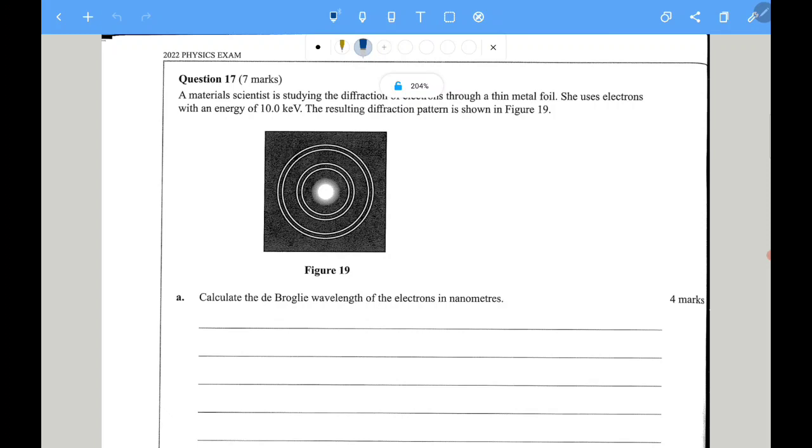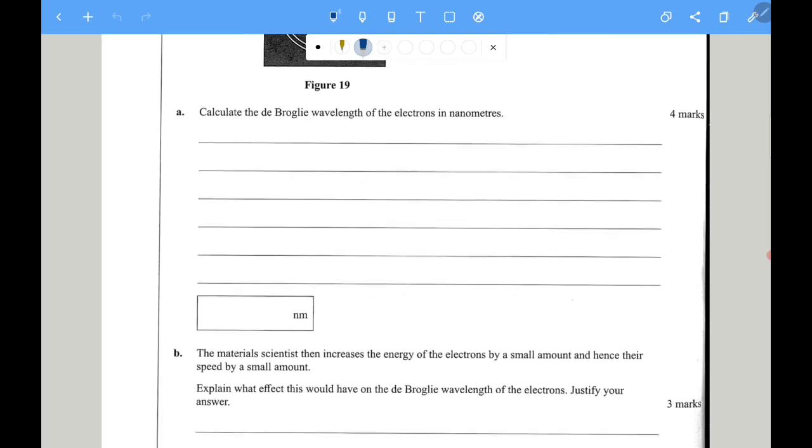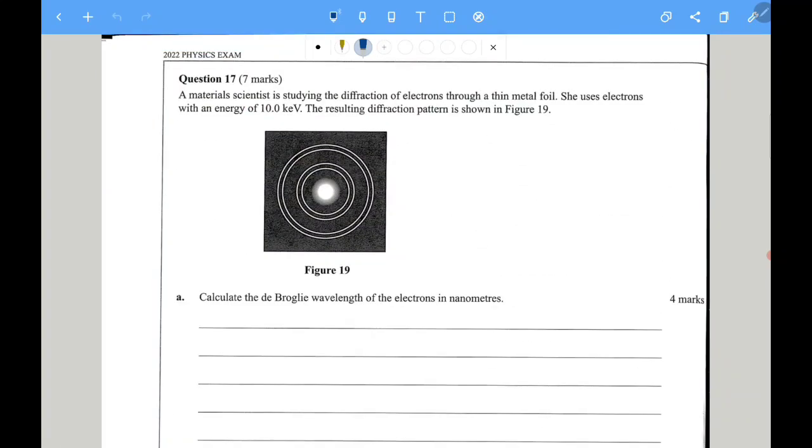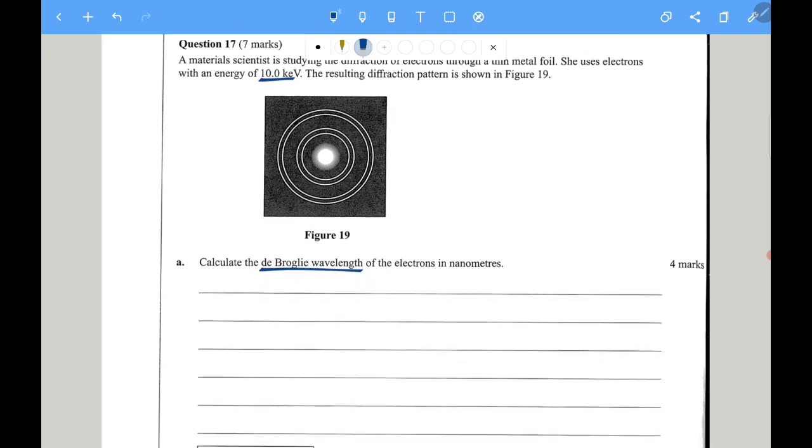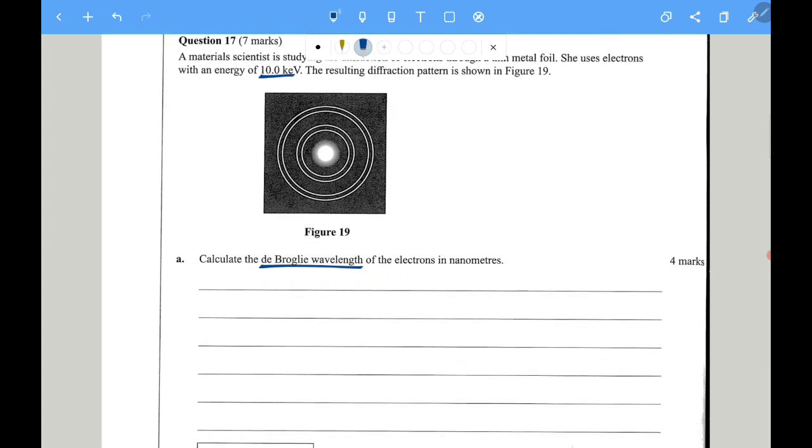Right, so moving on, we're here comparing the diffraction patterns of electrons, right? And oh no, we're not comparing the diffraction pattern between anything really. All right. So electrons are passed through thin metal foil, and we see this diffraction pattern. The electrons contain 10 kilo electron volts of energy. Using this, calculate the de Broglie wavelength of the electrons.